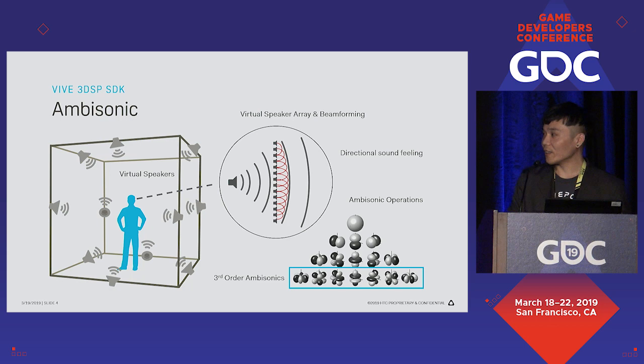You can see a picture below. This pattern shows the beamforming shape at different ambisonic orders. Basically, a higher ambisonic order means a more complicated combination of virtual speakers. In this SDK, third order ambisonic is provided.